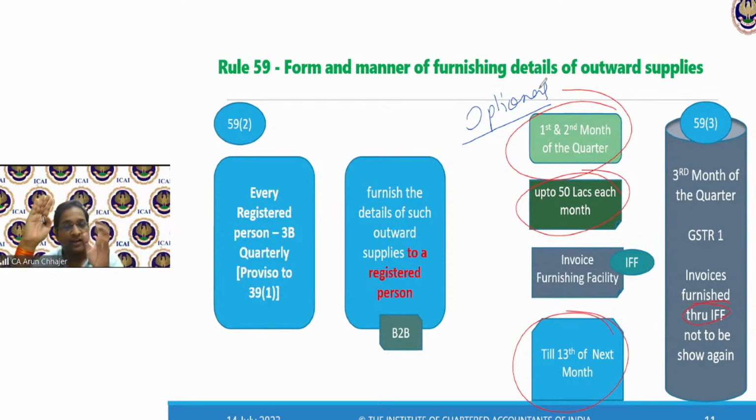What is the IFF? IFF is simple. Simply, I can say IFF is nothing but the shorter form of the GSTR1. Some tables of the R1 which pertain to B2B supply are being reported in the IFF.